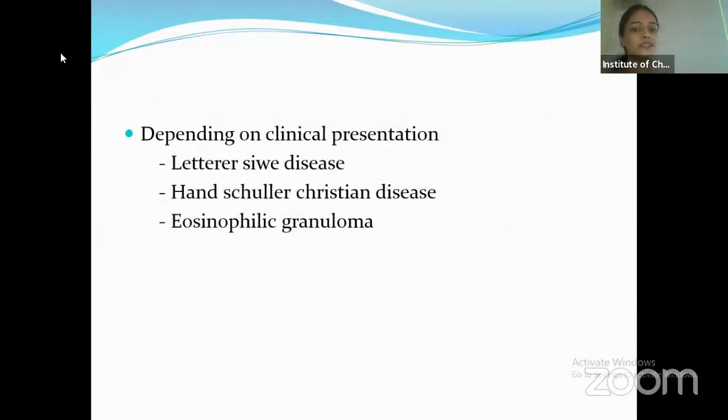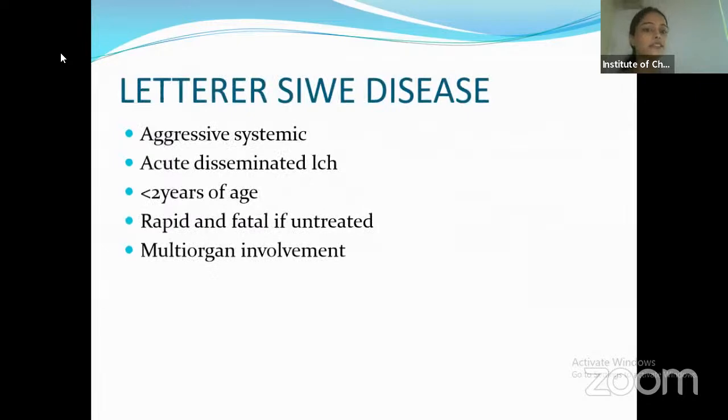Depending on clinical presentation, previously it was divided as Letterer-Siwe disease, Hand-Schüller-Christian disease, and eosinophilic granuloma. Letterer-Siwe disease is the most aggressive. It has a rapid and fatal course, and it is also called acute disseminated Langerhans cell histiocytosis, usually seen in children of less than 2 years of age. It has multi-organ involvement.